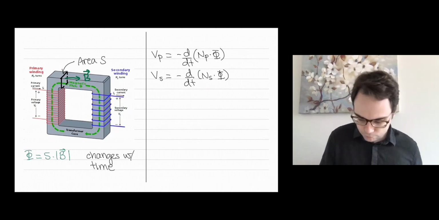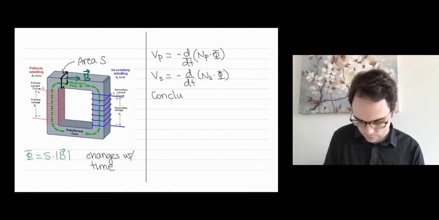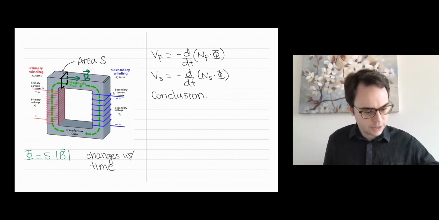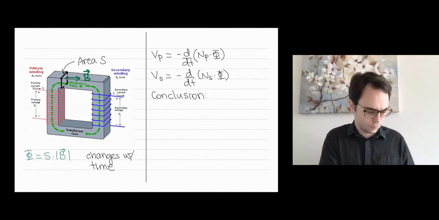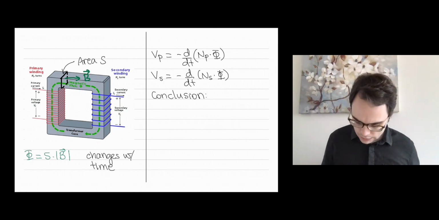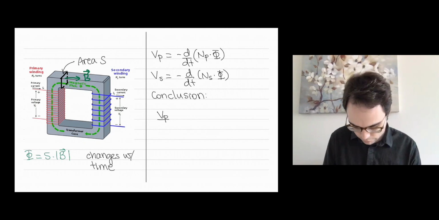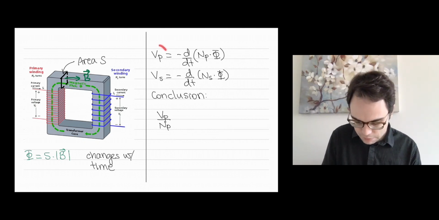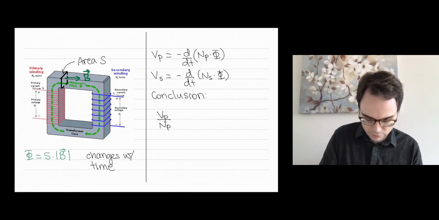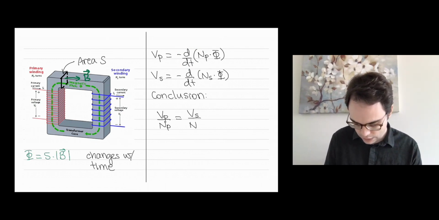So the conclusion that we're working towards is that Vp over Np, if I divide Vp by Np, so Np is a number, right? I can take it out of the derivative. That's the same as the voltage in the secondary wire divided by the number of turns in the secondary wire.